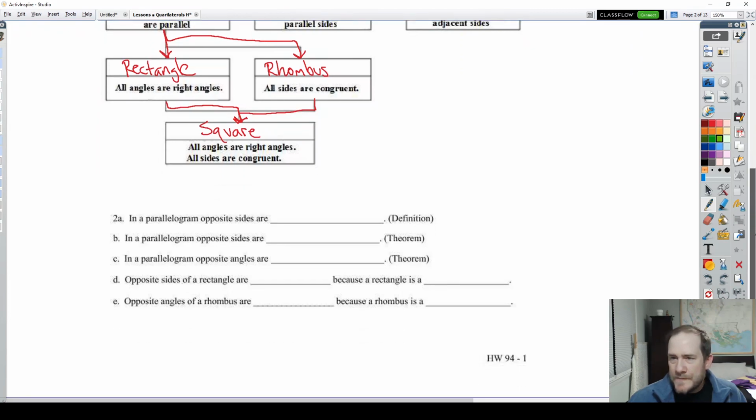Scrolling down. It says in a parallelogram, the opposite sides are, well, that's parallel, of course. But it's also true that in a parallelogram, the opposite sides are congruent. That's another theorem. In a parallelogram, the opposite angles are congruent. That's another theorem. And then it says the opposite sides of a rectangle are parallel? Maybe parallel. And congruent. Maybe it's both, because a rectangle is a parallelogram.